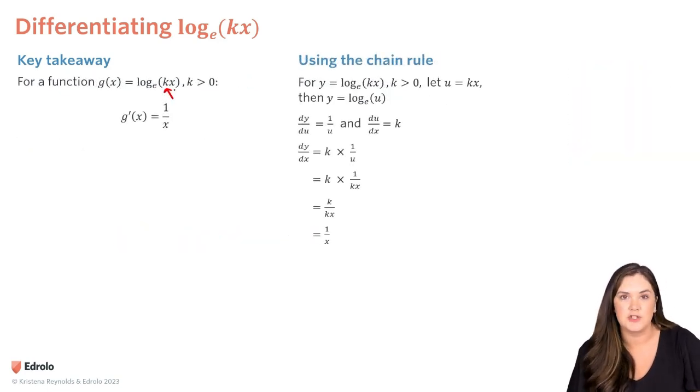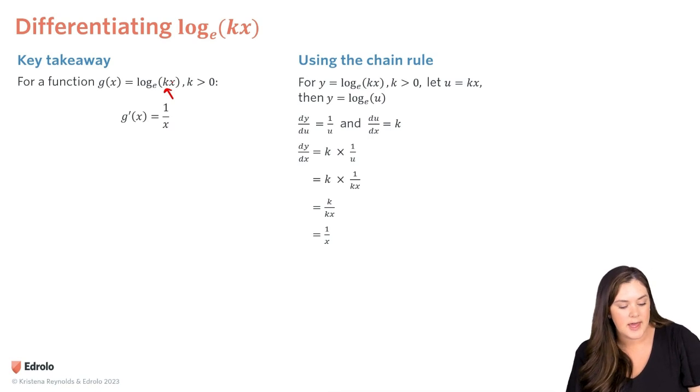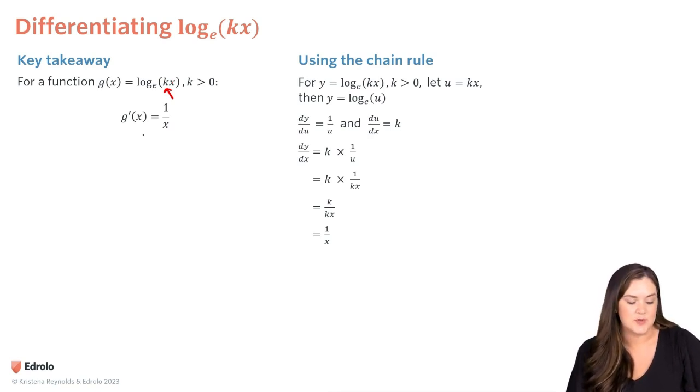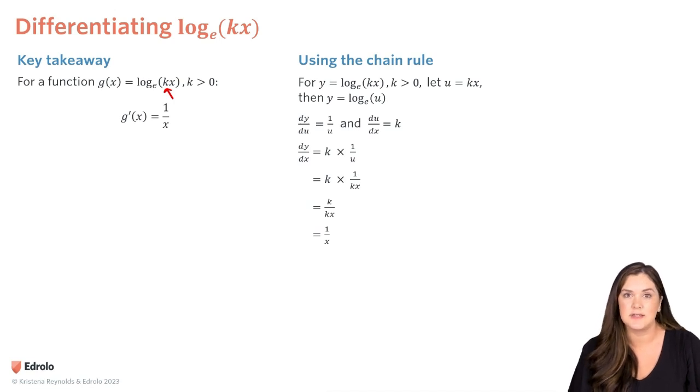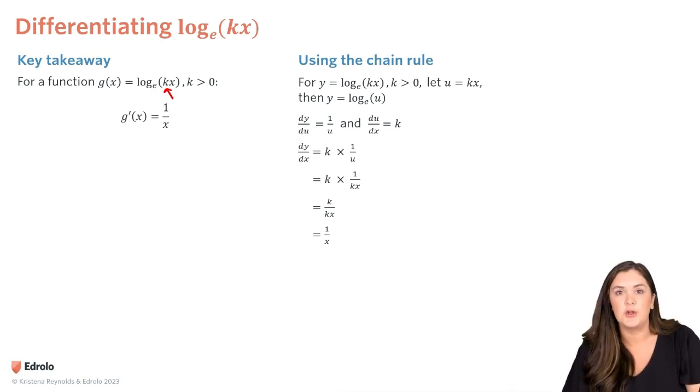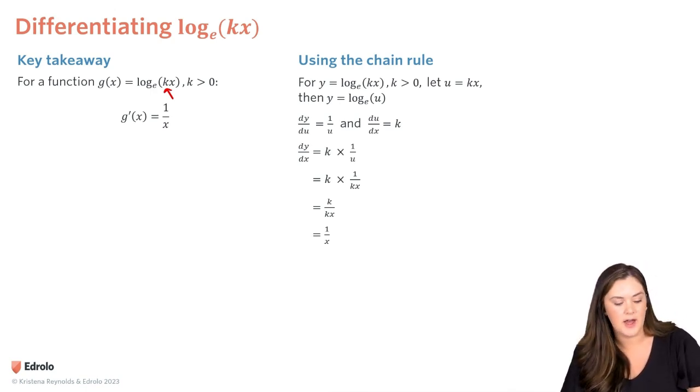So now we have something a little bit different. We have a coefficient of x here within our log. And what the rule says is that the derivative of this here, log e of kx, equals 1 over x still. The reason for that is that we're going to use the chain rule to help us find why that works.